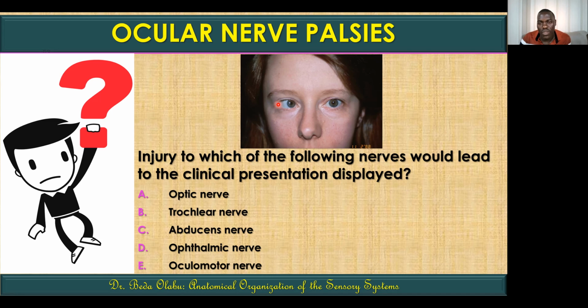In this eye, we've not lost adduction, we've not lost elevation or depression. We can see that both eyes are on the same horizontal axis. So in this eye, we've lost the function of lateral rectus. So then we ask ourselves, which nerve could that be? So what would be the correct answer to this question? Anyone? Abducens. Abducens nerve. So this is how abducens nerve injury will look like.